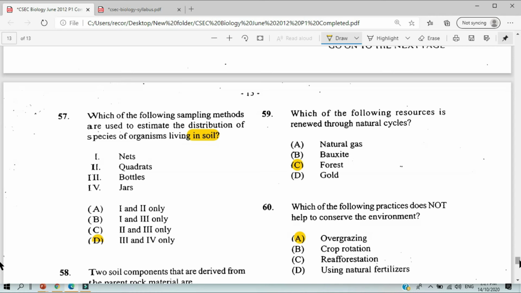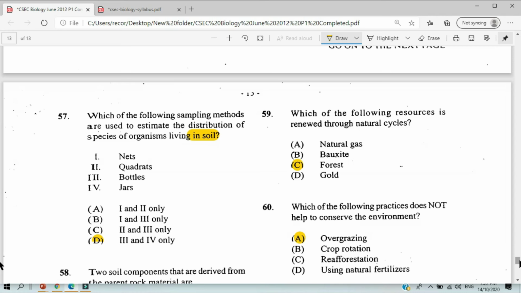Just use it sustainably and it will renew itself. Question number 60, our final question. Which of the following practices does not help to conserve the environment? And that is going to be overgrazing, because overgrazing is also overexploitation.